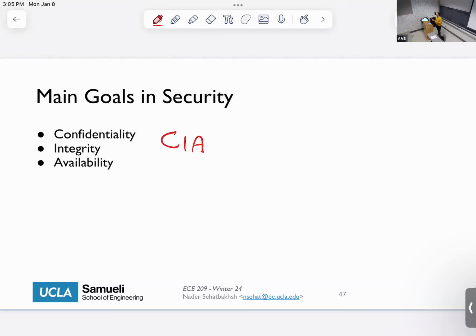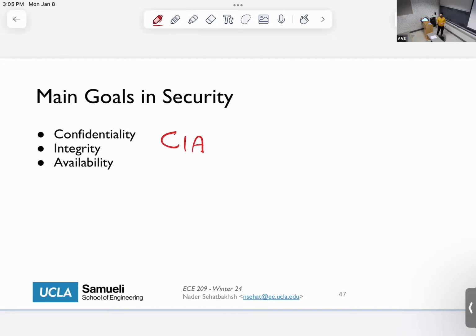Or for example, when I'm downloading something or when I'm receiving something, it should be the same thing that I expected to receive, right? That's why you're seeing these hash files and different kinds of message authentication codes, in order to show that this is actually the same thing that it was supposed to be.